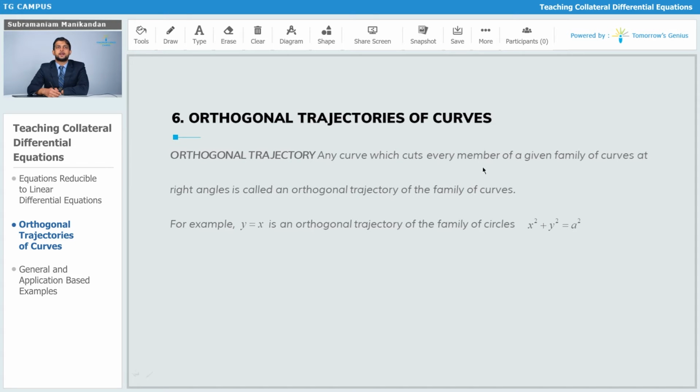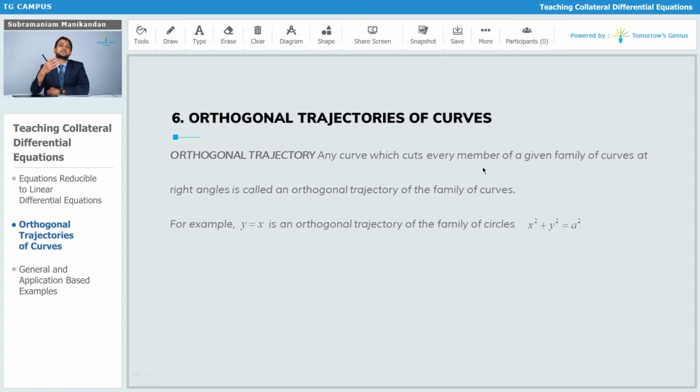So, for example, y equals x is the orthogonal trajectory of the family of circles x squared plus y squared equals a squared. x squared plus y squared equals a squared represents the family of circles which have the origin as their center and radius a. So the line y equals x is perpendicular to each of the family of circles x squared plus y squared equals a squared.